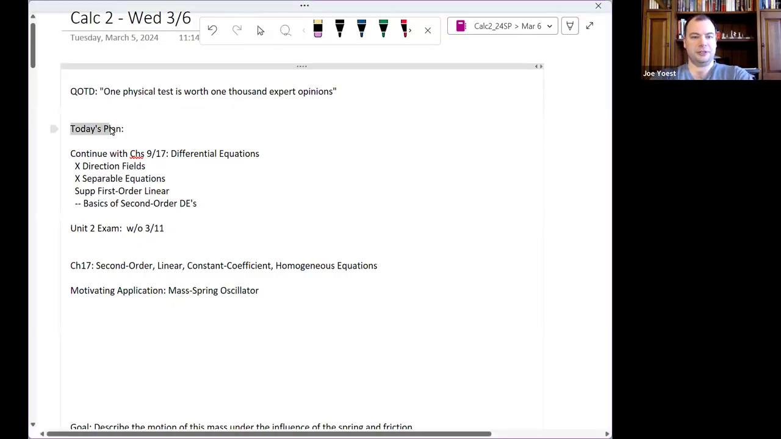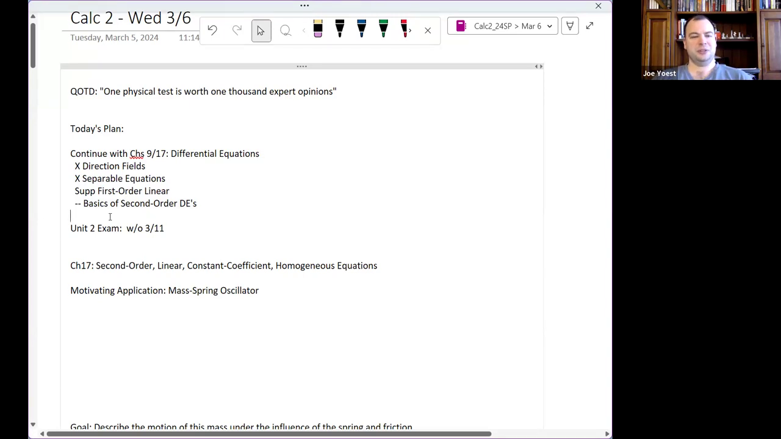Okay, so the plan for today is to just continue with differential equations. I posted a supplement on first order linear and an application or two of separable equations late last night. So that's available now. We'll cover the basics of second order differential equations.